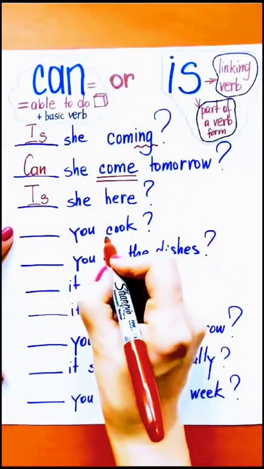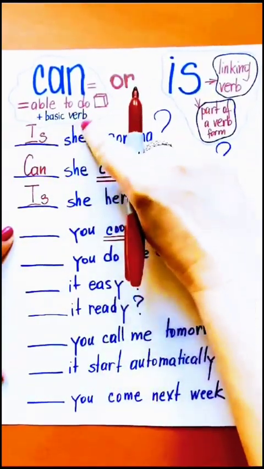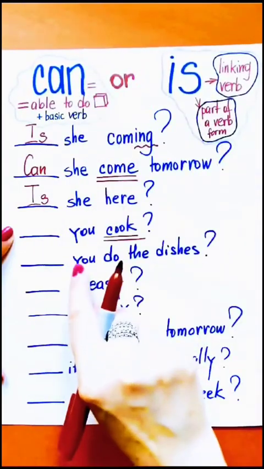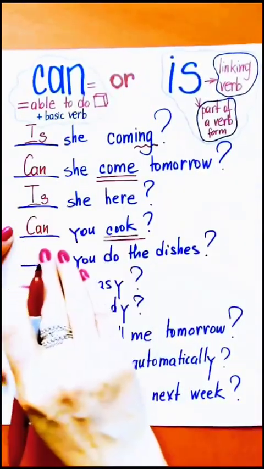You cook, can or is? We have cook. Cook is a basic verb. We can say, can you cook?